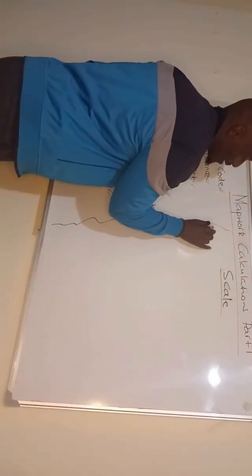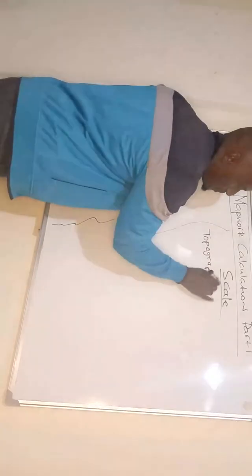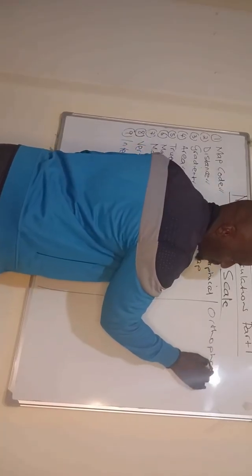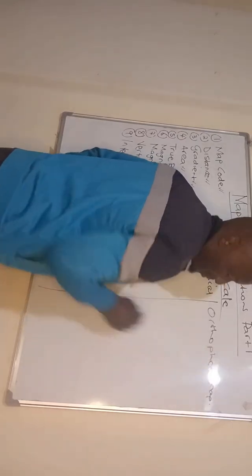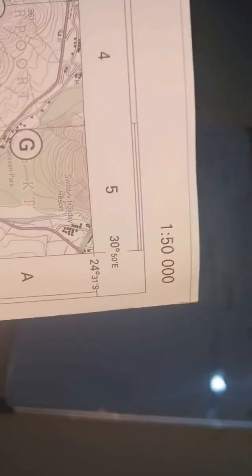So for the topographical map, and here I'm going to write for the orthophoto map. The scale that we have for the topographical map, I'll show you, then I'll also write it on the board. If you check here, you can see it's 1:50,000, which is 1 centimeter on the map represents 50,000 centimeters on the actual ground.